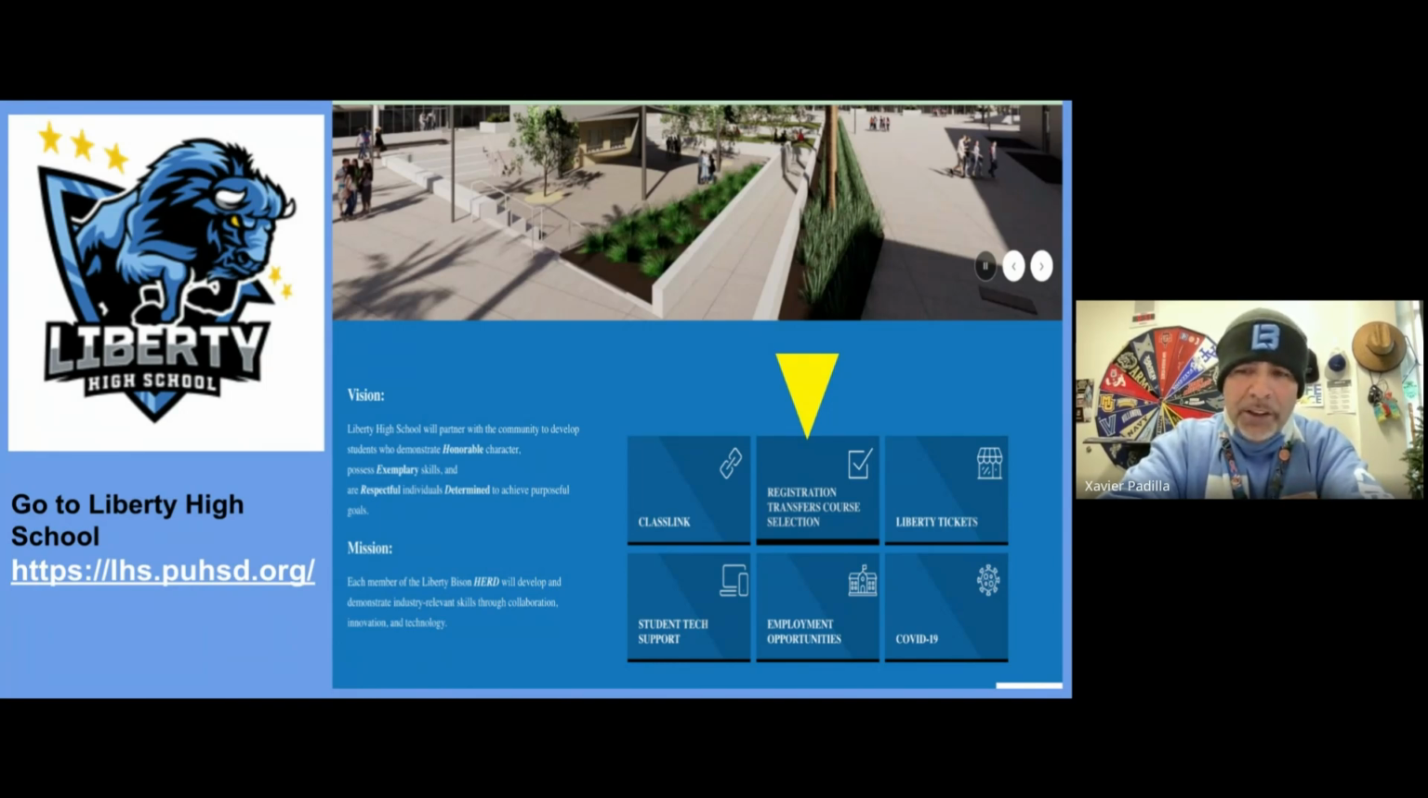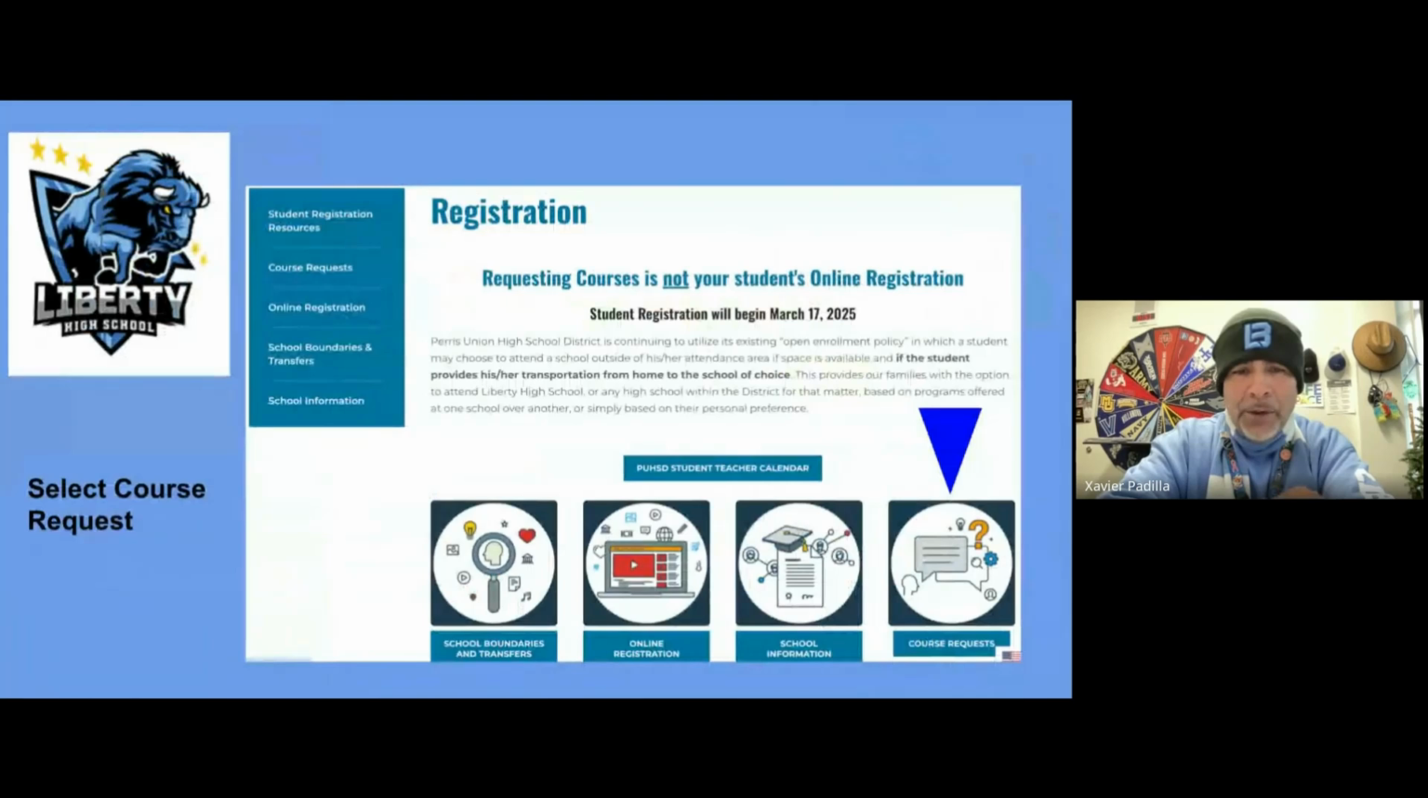What I want you to do, and what I want your child to do, you should do this together if you can, click on that. Okay. And when you click on that, it's going to take you to this website. When you get to that particular website, you're going to see 4 additional icons. Now, I want to explain each icon.